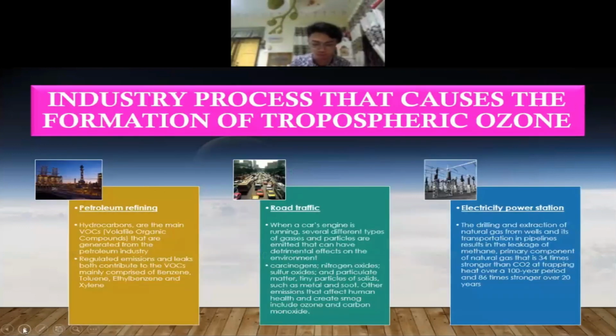And I would like to talk about the industry process that causes the formation of tropospheric ozone. First, the petroleum refining. In petroleum refining, hydrocarbons are the main VOCs or volatile organic compounds that are generated from the petroleum industries. VOCs are very harmful to human life and also affect the world in forming the tropospheric ozone.